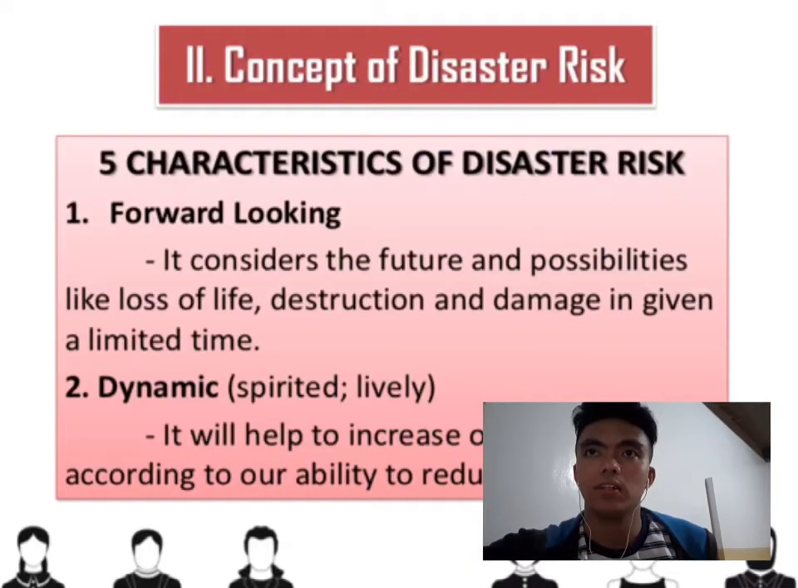There are 5 characteristics of disaster risk. The first one is forward-looking. It considers the future and possibilities like loss of life, destruction, and damage in a given limited time. It means that there is always damage occurred in any form when a disaster happens.